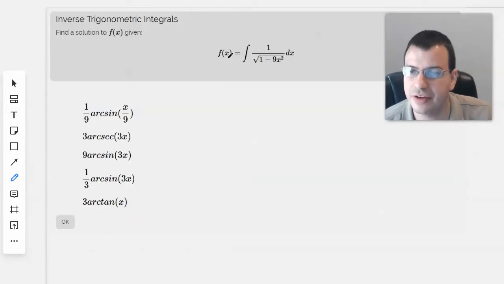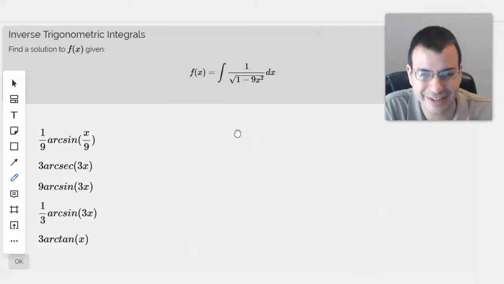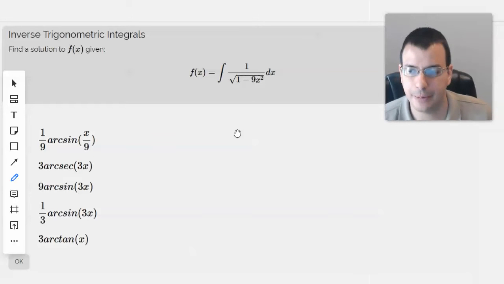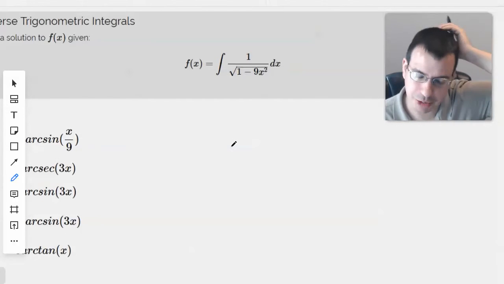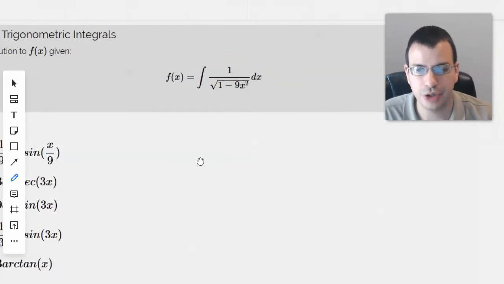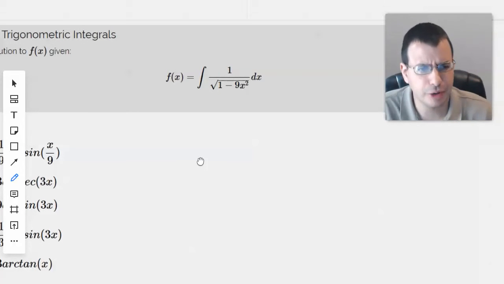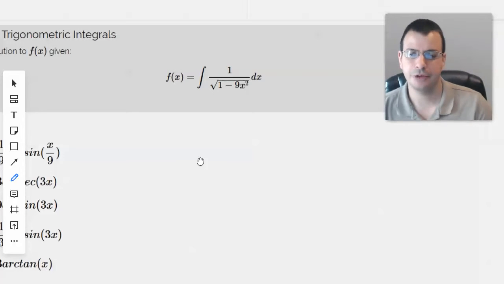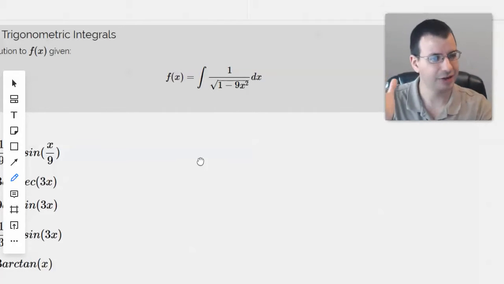Find the solution to f of x given that f of x is the integral of 1 over square root of quantity 1 minus x squared. Okay, so this is the dreaded trig substitution. This is probably the hardest type of integral problem you'll see on the AP exam. You'll probably see harder integrals, but as a general class of problems, this will probably be one that's more challenging.